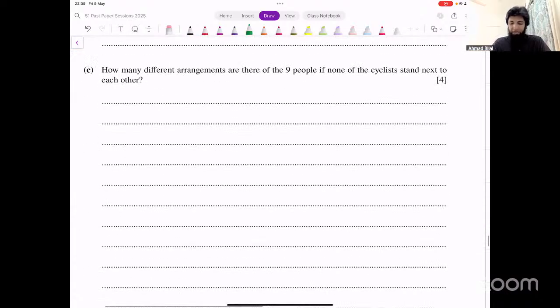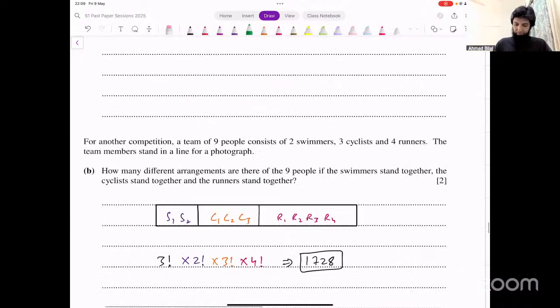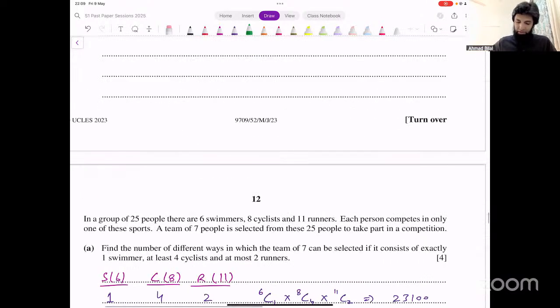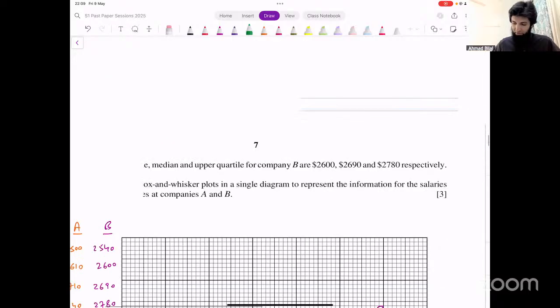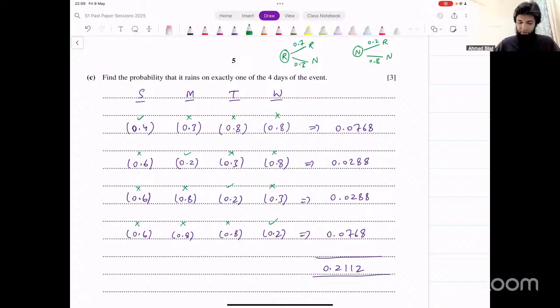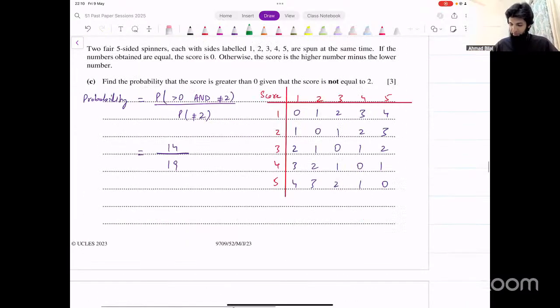Now it says, how many different arrangements are there of the 9 people if none of the cyclists stand next to each other? That's a very easy permutation combination question in this paper. I'm assuming the threshold for this paper would be quite high, because normally this is the only question that's difficult. The other questions normally are not that complicated. In this case, I think the probability question was a bit confusing. Many people would have got this wrong, but this is a very easy permutation combination question.